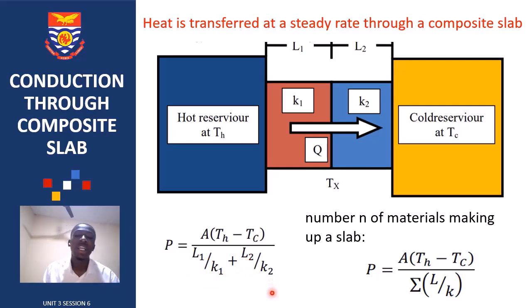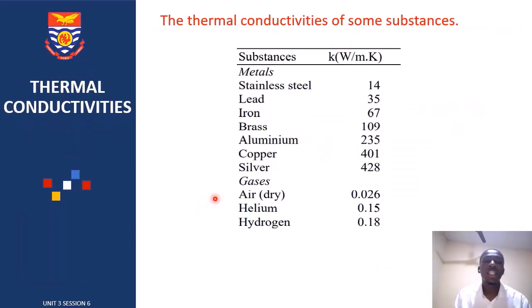But supposing that we have more than two slabs, we can use this formula in calculating for our P or for our K. P equals A times (Th minus Tc), all divided by the summation of L over K, that is, length divided by thermal conductivity. Let's look at the thermal conductivity of some substances.